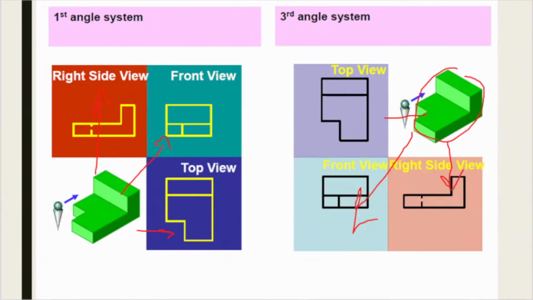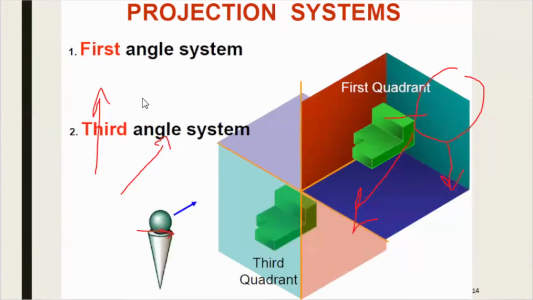So how do we get these things? If you look at here, in the first quadrant, you can see that we place that one and draw these three.